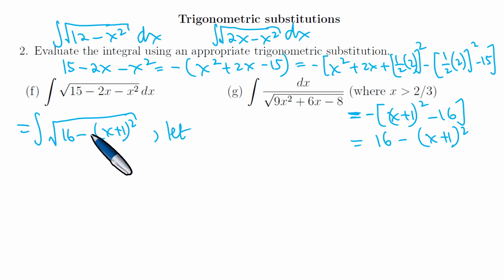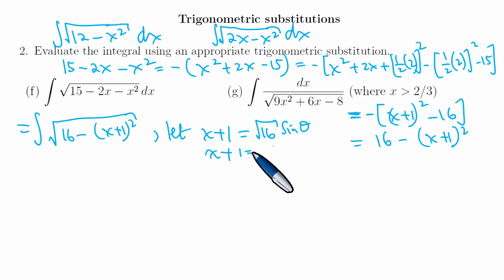Now, this one can be integrated with so much ease if we let x plus 1 be the square root of 16 times the sine of theta. So you always let the x plus 1 be the square root of this. The square root of 16 you already know, it's 4 sine theta.